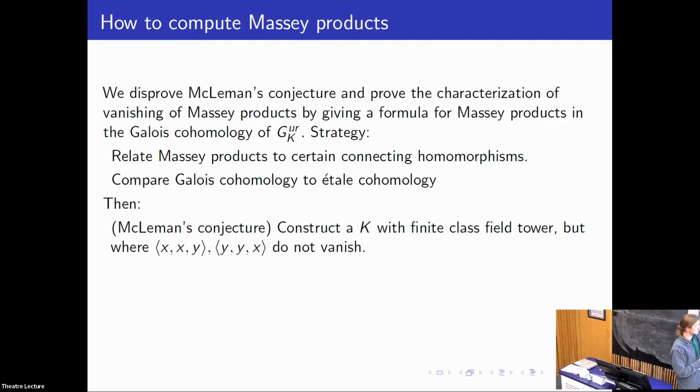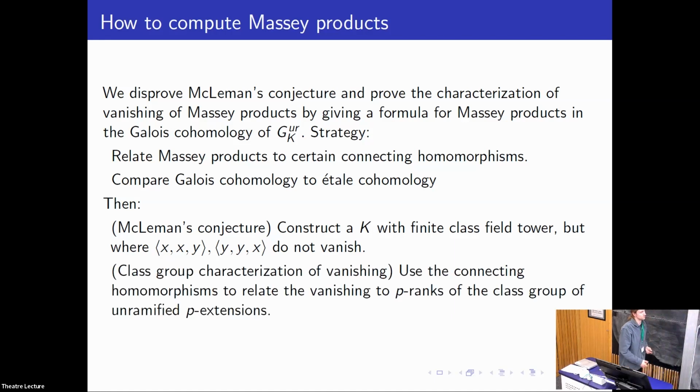Then, to show that McLeland's conjecture fails, you construct a K with a finite class field tower. This is due to Daniel Meyer. We construct this finite class field tower where these are linearly dependent, and these two classes do not vanish. And then there is the class group characterization of the vanishing. We said that these Massey products vanish if and only if the p-rank of certain p-extensions is large. To prove this, one uses a connecting homomorphism to relate the vanishing to the p-ranks of unramified p-extensions.